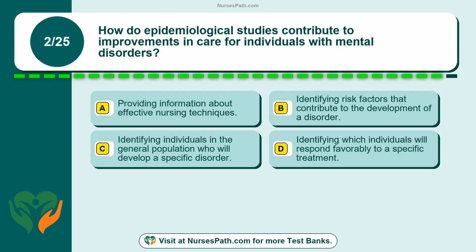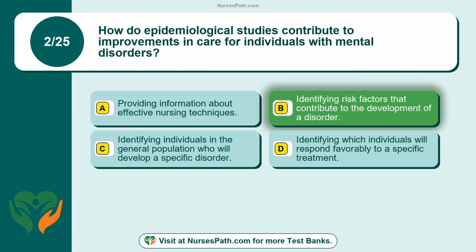Question 2. How do epidemiological studies contribute to improvements in care for individuals with mental disorders? Option A, providing information about effective nursing techniques. Option B, identifying risk factors that contribute to the development of a disorder. Option C, identifying individuals in the general population who will develop a specific disorder. Option D, identifying which individuals will respond favorably to a specific treatment.